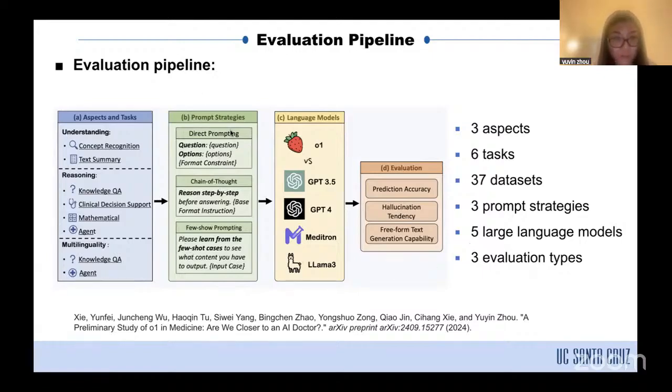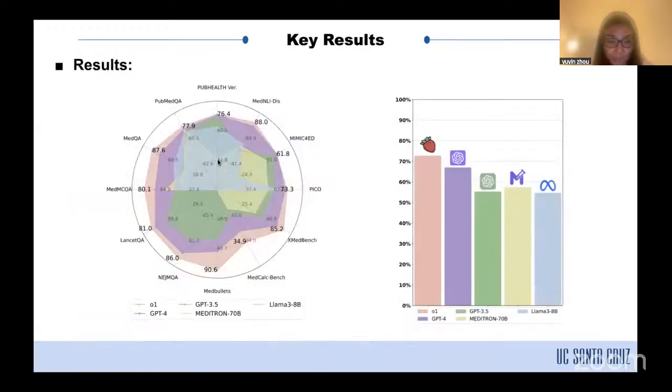And we use different prompt strategies, for example, direct prompting, chain of thought prompting, which is more advanced prompting, and also few shot prompting. To understand if O1 really provides additional real benefits, we evaluate not only O1, but also GPT 3.5, GPT-4, Meditron, and Llama 3. So finally, we evaluate on three different aspects, 6 different tasks, 37 data sets using 3 different prompt strategies, 5 large language models. And this is particularly our results.